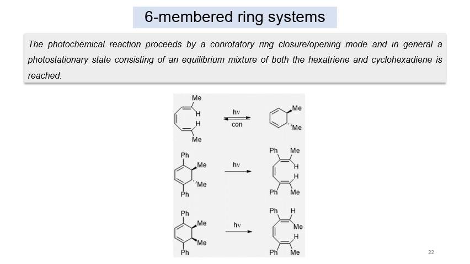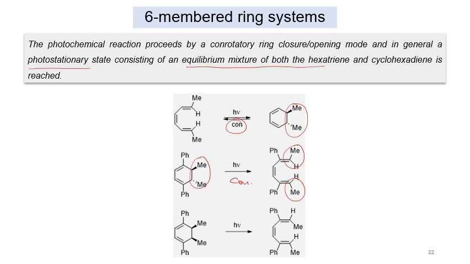In the photochemical conditions, obviously the conrotatory ring closure or opening mode will be predominant, and very often you can get a photostationary state which will consist of an equilibrium mixture of both the ring opened and the ring closed product. So you can see here after conrotation, the same material which we saw on the previous slide will now give you the trans or the anti product. And this upon ring opening will give you this particular isomer, which is according to the conrotatory ring opening.